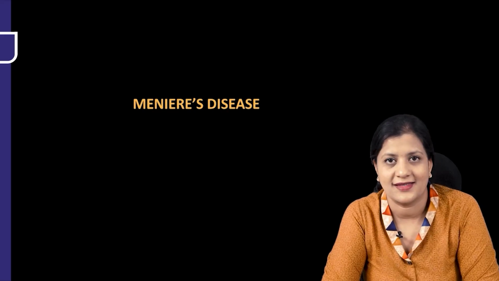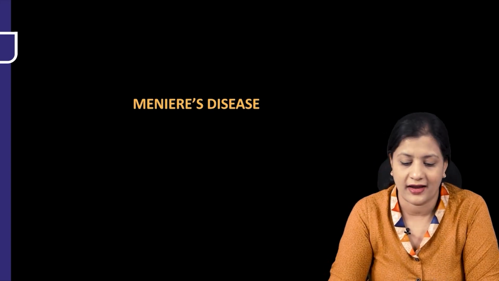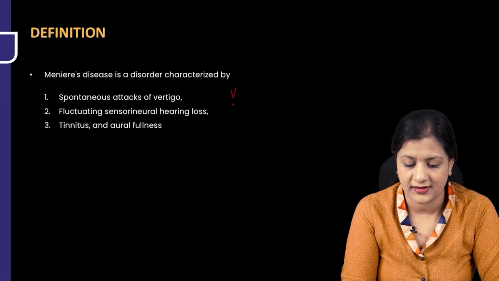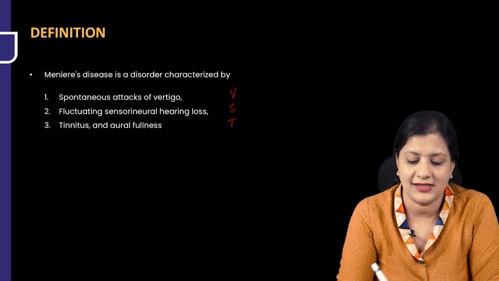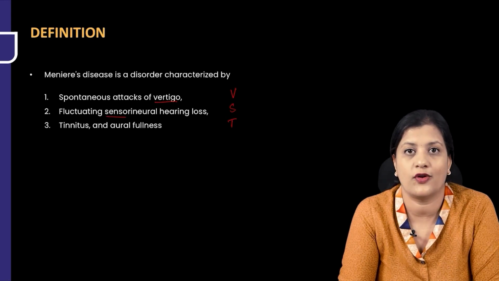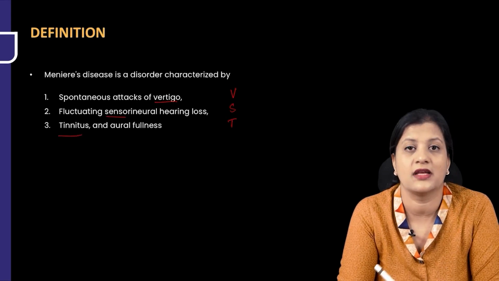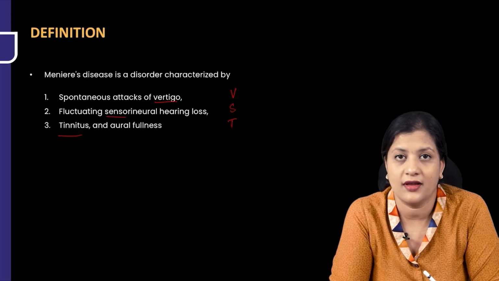Meniere's disease. Here's the explanation. Meniere's disease is a triad characterized by VST. What does V stand for? V stands for vertigo, S stands for sensorineural hearing loss, and T stands for tinnitus, which is nothing but a ringing sound in the ear.